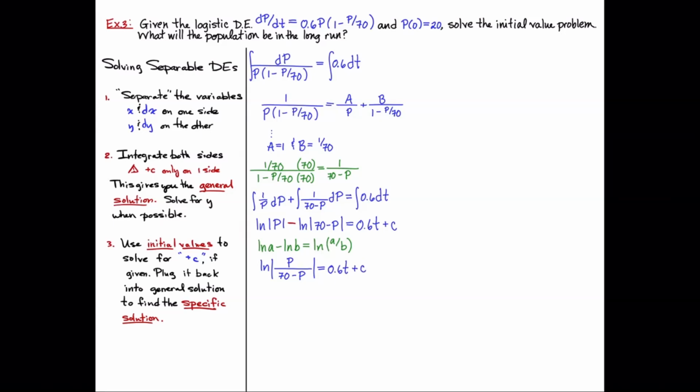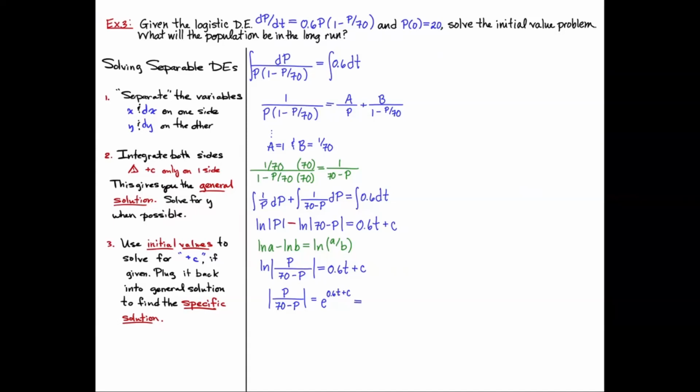And our goal here is to solve for p. So introducing an e to both sides will allow us to get rid of that natural log on the left-hand side and leave us with just the absolute value of p over 70 minus p, equal to e to the 0.6t plus c. That's all up in the exponent, the 0.6t plus c.